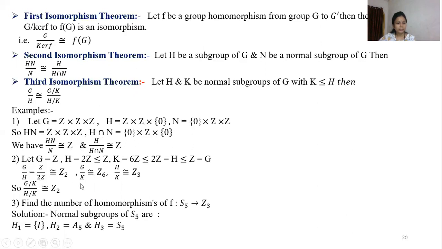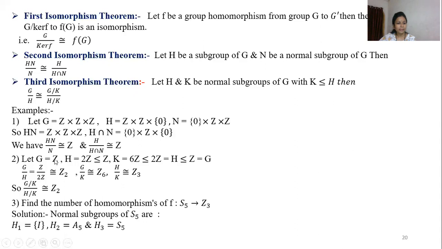The second example is the illustration of the third isomorphism theorem. Suppose G is Z, H is 2Z, and 2Z is a subgroup of Z. Consider K as 6Z, which is a subgroup of Z. Rather, we can say H and K are normal subgroups of G. This 2Z is a normal subgroup of Z, and 6Z is a normal subgroup of Z. Why? Z is abelian, so all the subgroups are normal. And 6Z is a subgroup of 2Z.